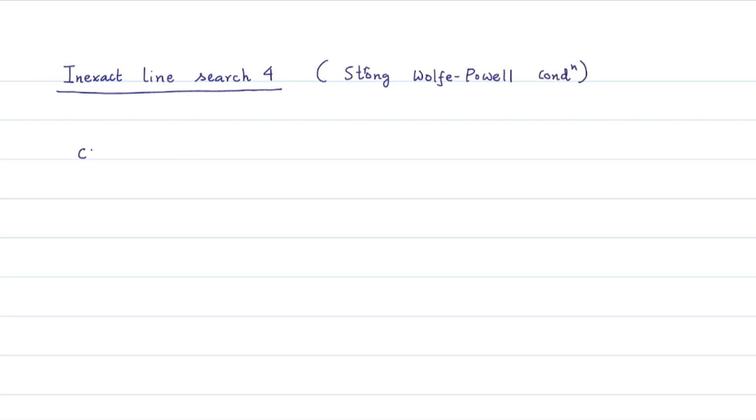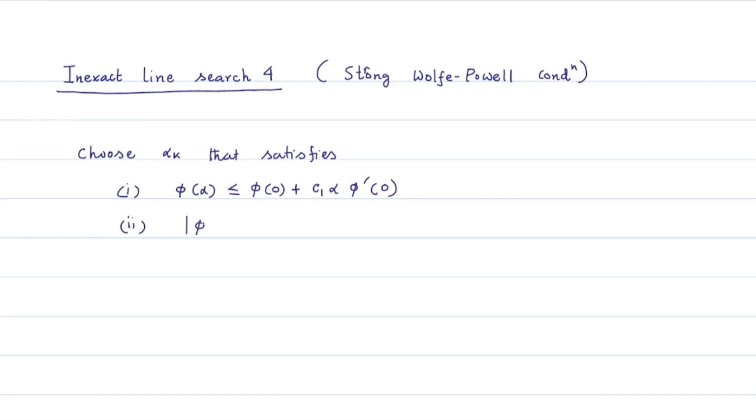that tells us to choose alpha k that satisfies the Armijo condition, phi alpha is less than or equal to phi 0 plus c1 times alpha times phi dash 0, and the strong Wolfe condition, absolute value of phi dash alpha is less than or equal to minus c2 times phi dash 0, for some c1, c2 lying in between 0 and 1, and c2 is bigger than c1.